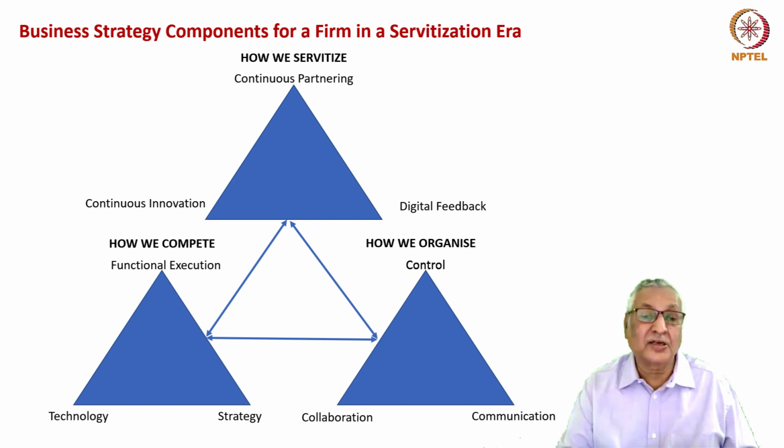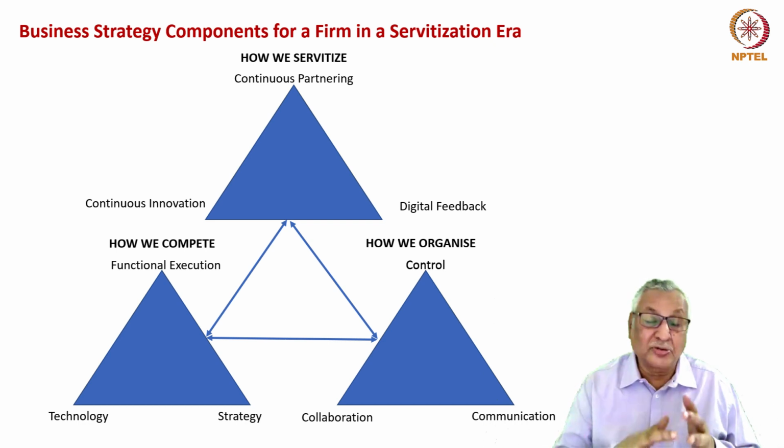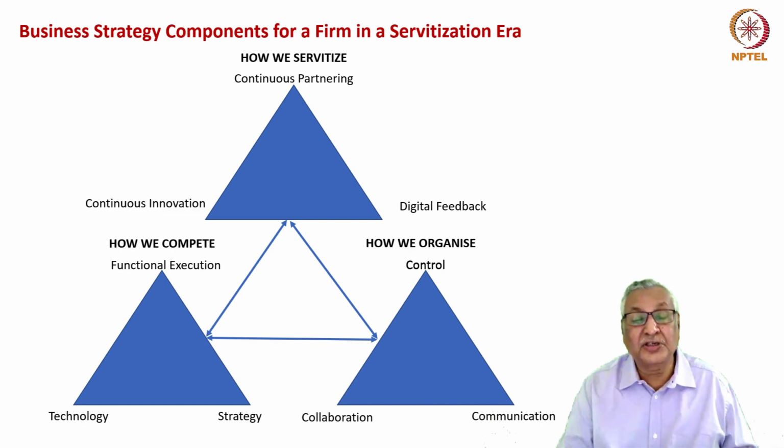You look at the triangle in the bottom left. Typically, how do we compete as a company? We have technology that enables our products. Then we have strategy that tells how different functions of the organization and the organization as a whole must move forward. And that could include generic competitive strategies as to specialization, differentiation, and niche. Then all of these generic strategies are put into actual delivery in terms of functional execution. This is how we compete.